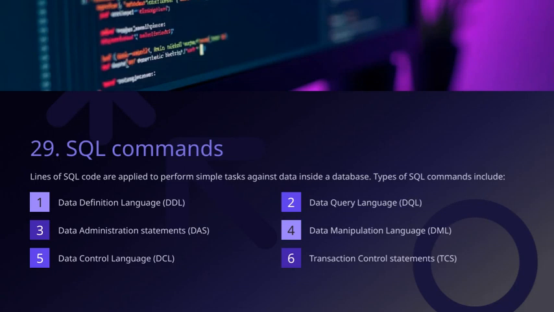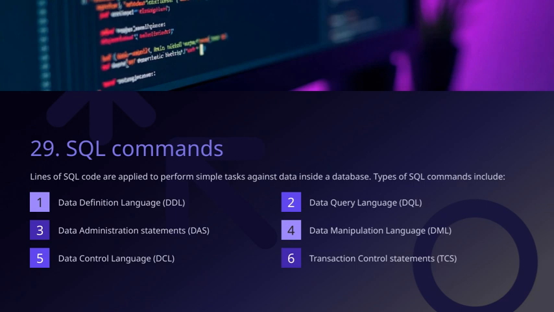Let's take a closer look at transaction control statements, or TCS, which are essential for managing how transactions are handled in a database. These commands help us control the commit and rollback of transactions, ensuring data integrity and consistency throughout our operations. Next, we have data manipulation language, or DML, which includes commands like insert, update, delete, and merge. These are the core commands we use to manipulate data within our tables, making sure we can add, modify, or remove data as needed.